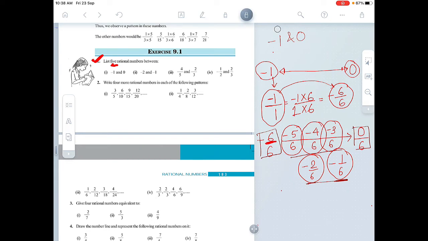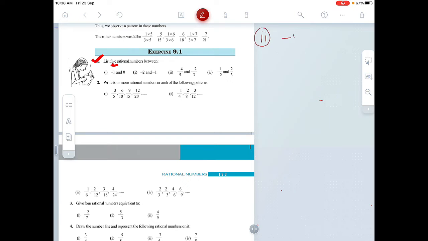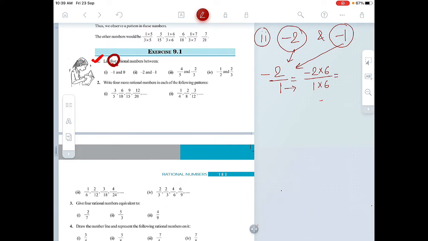Let's come to the next sum. Here you have to find rational numbers between -2 and -1. Again you have to find 5 rational numbers, so again the denominator must be 5 plus 1, that is 6. So these two numbers will be converted to fractions with denominator 6. Let's take -2 by 1. -2 will be multiplied by 6, 1 will also be multiplied by 6, so it comes as -12 by 6.